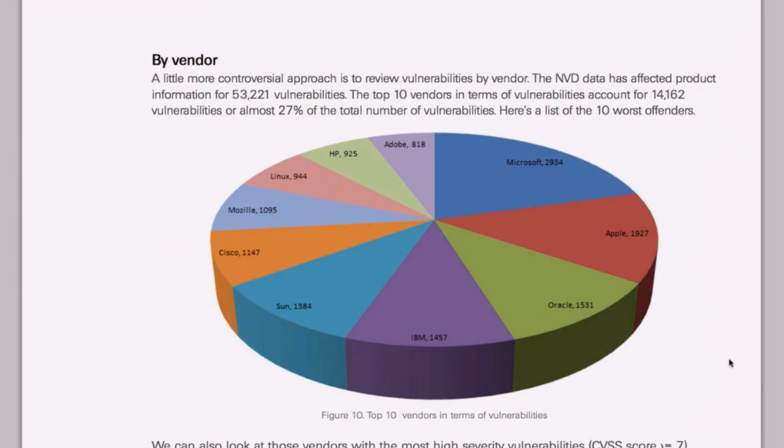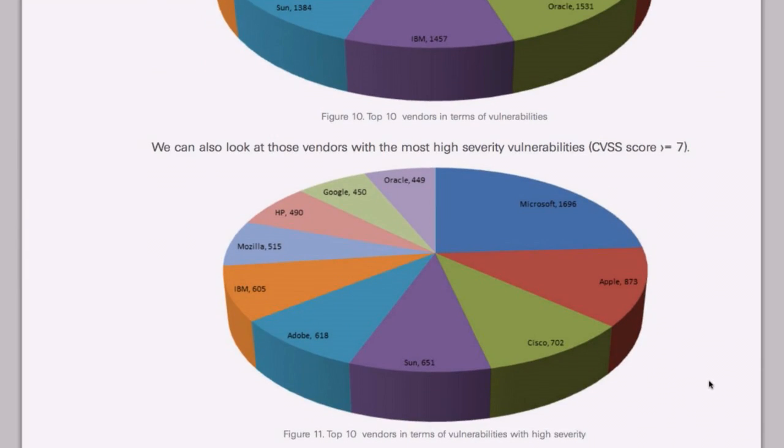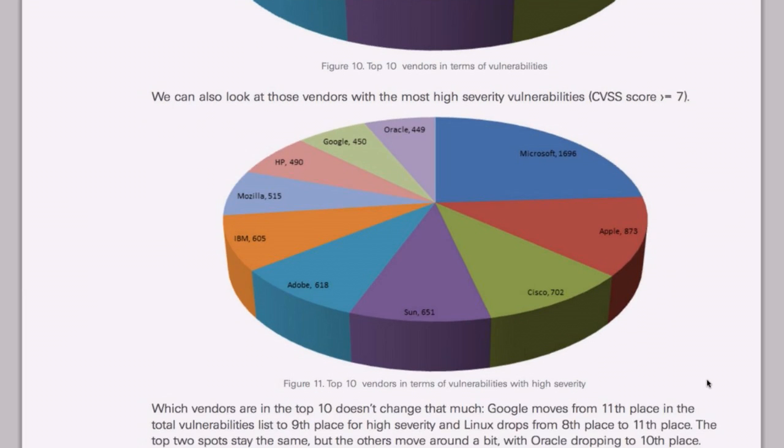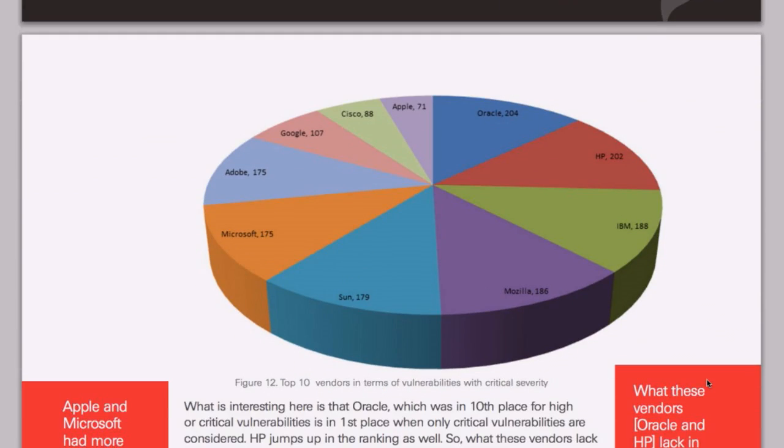Oh, okay, I'll keep going. You can. One more, I think. Right. There we go. IBM, Microsoft. This is by vendor. Yeah, this one's pretty cool. But one more. And then you can also look for vendors with the most high security vulnerabilities. Yep. And here we have. But yeah, the top, I think there's one more. Mozilla here. Yes, that's the one.